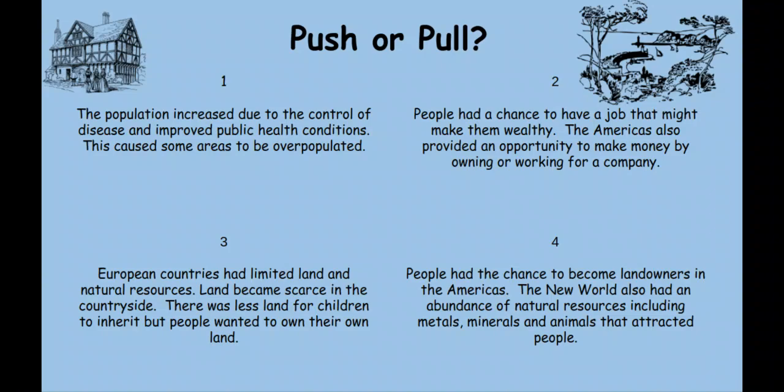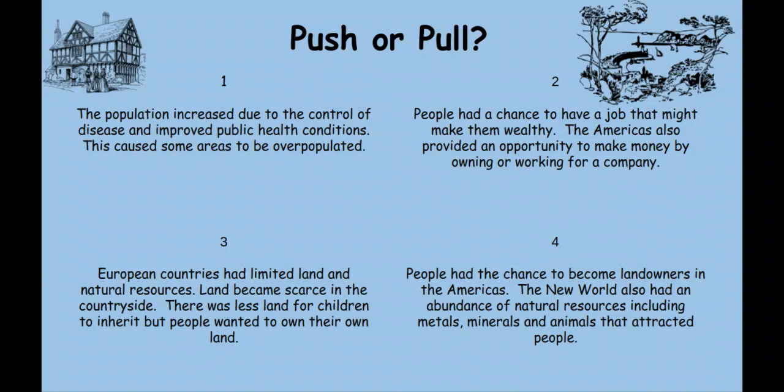Number 3 says, European countries had limited land and natural resources. Land became scarce in the countryside. There was less land for children to inherit, but people wanted to own their own land. Is that a push or pull factor? It is a push factor.